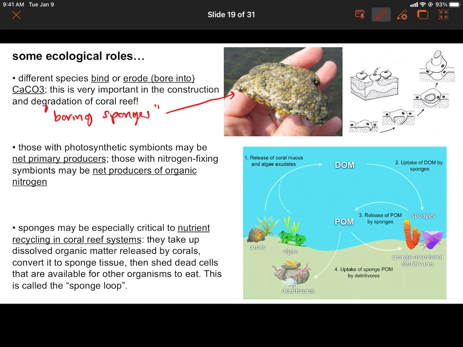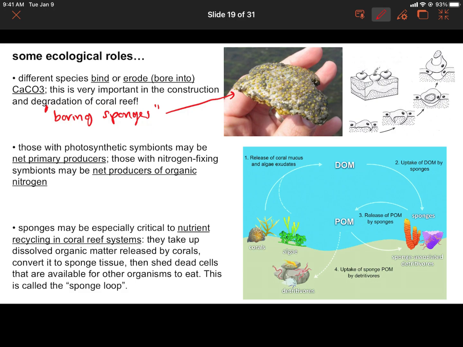So in order for a reef to be maintained, it has to also continually be adding calcium carbonate, which we'll talk about in a few weeks. Okay, the sponges that have photosynthetic symbionts may be net primary producers, or if they have nitrogen-fixing symbionts, they might be producers of organic nitrogen, making them important in a system.